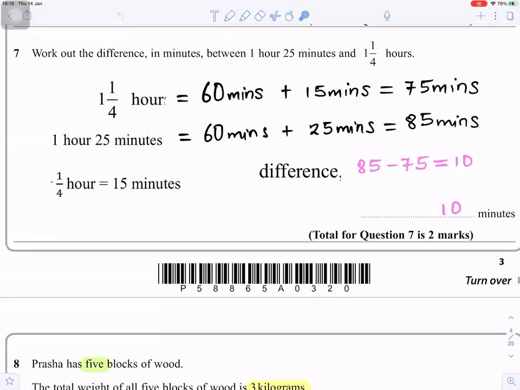Question number 7. Work out the difference in minutes between 1 hour 25 minutes and 1 1/4 hours. Let's change 1 1/4 hours to minutes. That's 60 minutes plus 15 minutes. That's 75 minutes. 1 hour 25 minutes is 60 minutes for 1 hour plus 25 minutes. That gives you 85 minutes. And the difference is 85 minus 75, which is 10 minutes. Remember, 1/4 of an hour is 15 minutes. It's the same as 1/4 times 60, which is 15, because it's 60 divided by 4.